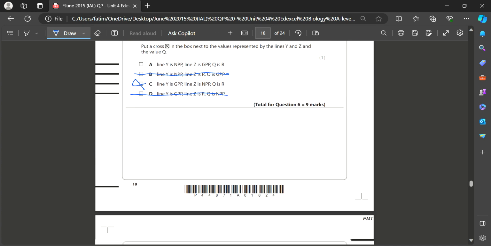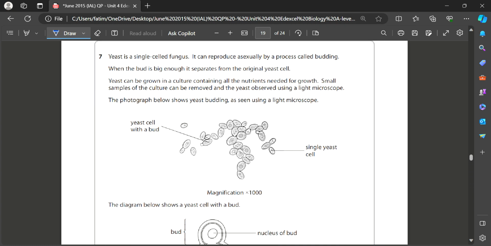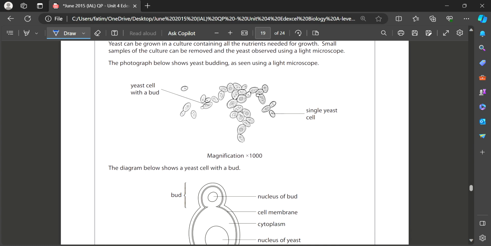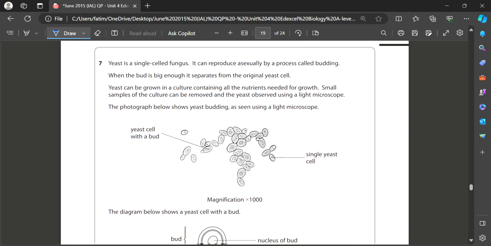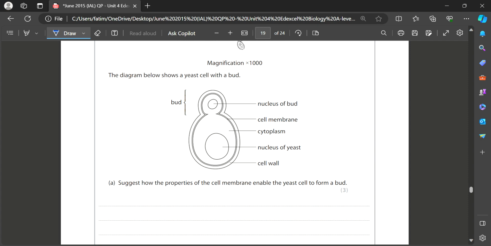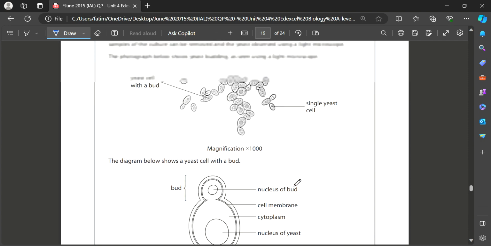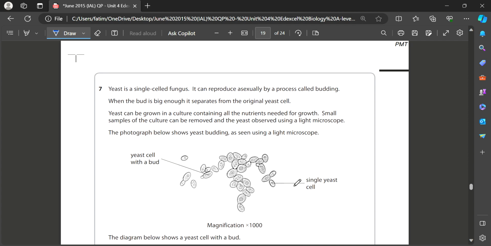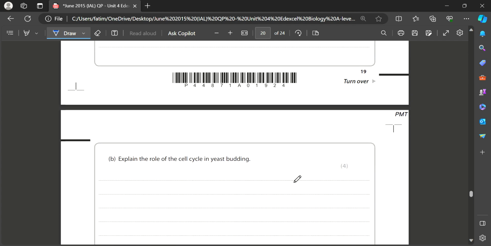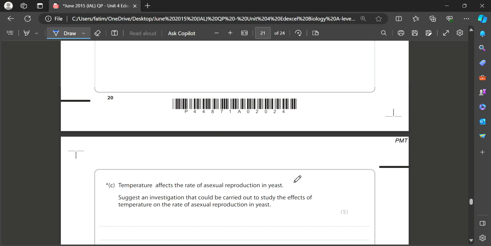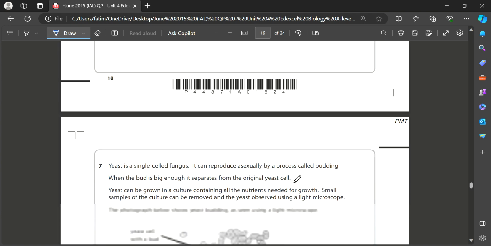Oh, we're done. Then we have question 7, which is about fungus and its multiplying. So binary fission. They do grow by asexual reproduction. I don't really know what the question is about. Suggest how properties of the cell membrane enable the yeast to form a bud. I don't understand. And then cell cycle, okay. And how temperature affects asexual reproduction. So basically everything here.